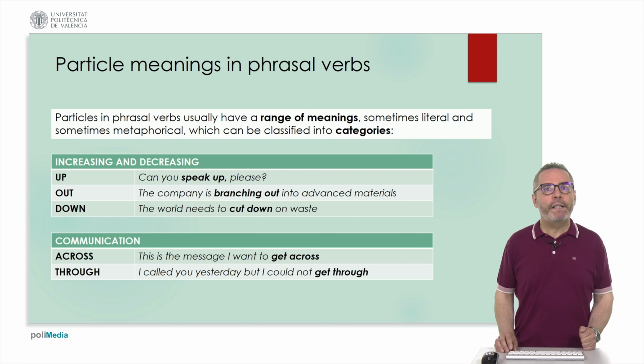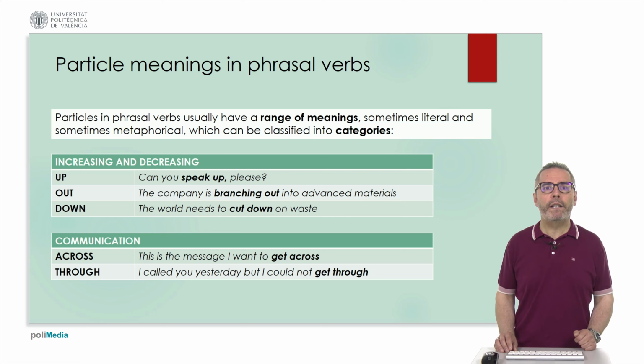Particles associated with phrasal verbs normally have a range of meaning, which makes it possible to organize the meaning of the particles and the particles themselves in different categories, depending on the meaning. For example, here we have different categories with the meaning and the most common particles. For increasing and decreasing meanings, we have up: can you speak up? Out: the company is branching out, meaning spreading out. Down: the world needs to cut down on waste.